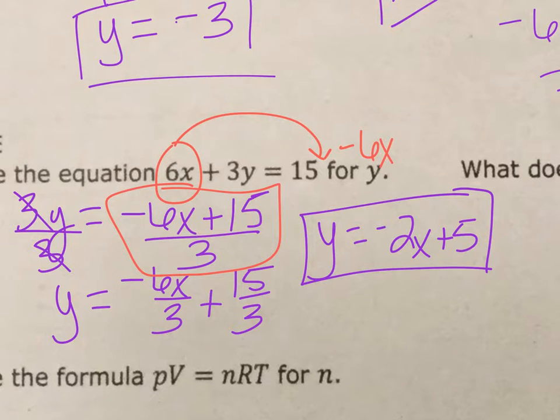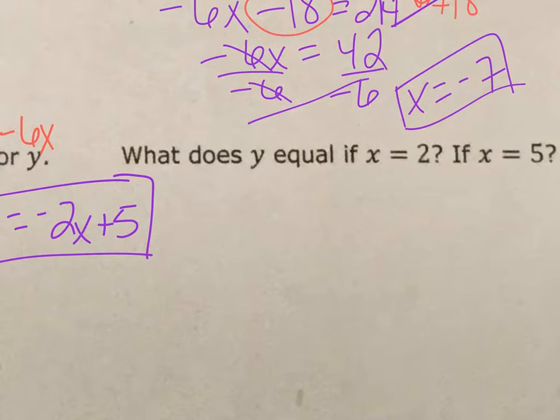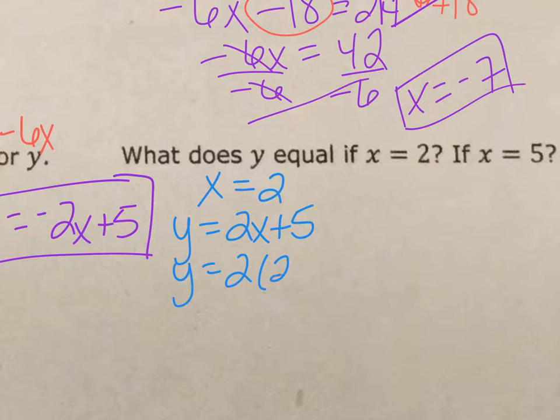Okay, so let's see what the rest of the problem is asking us to do. What does y equal if x is 2 and if x is 5? Okay, so over here, if x equals 2, then y equals, this is the equation we got. I'm just going to write it down again so you can see the substitution. So y equals negative 2 times 2, because that's what they want to know, if x is 2. So y equals negative 4 plus 5. Oops, I forgot my negative sign. So y equals 1.